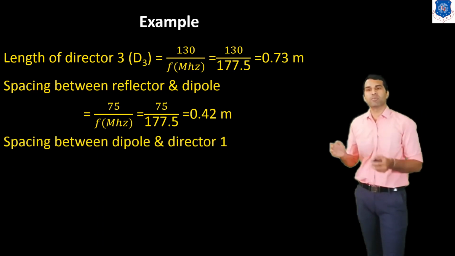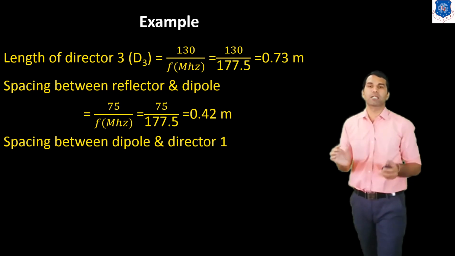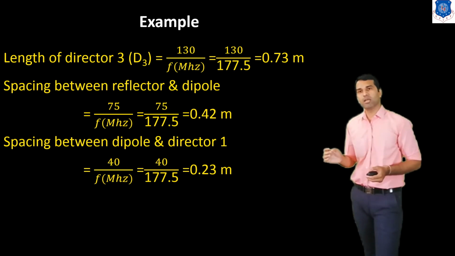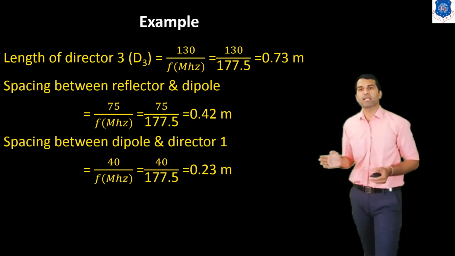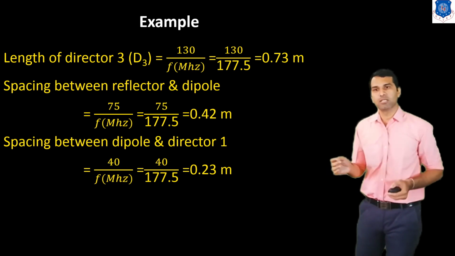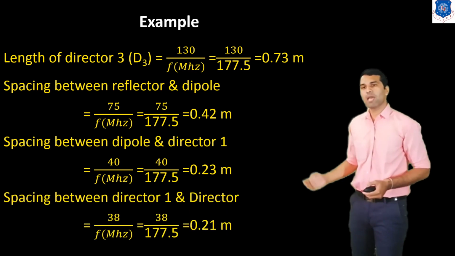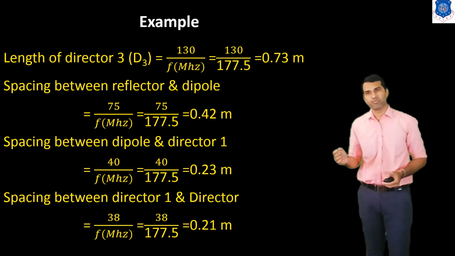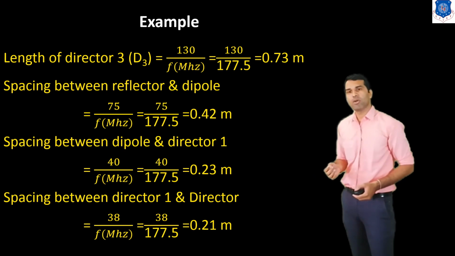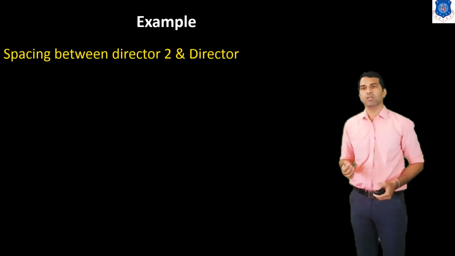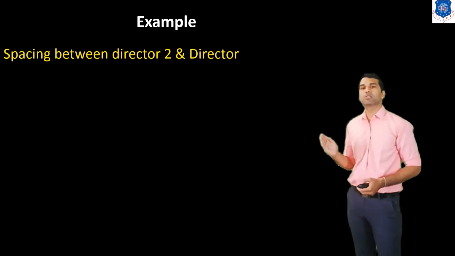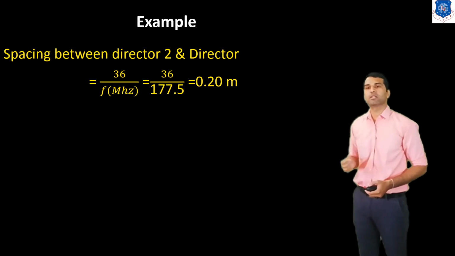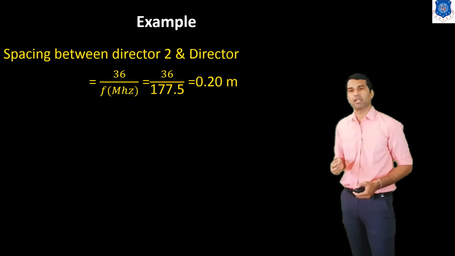Now we calculate the spacing between the dipole and director 1. We have this equation, 40 upon frequency. So 40 upon 177.5. We get the spacing between the dipole and director 1 as 0.23 meter. Same as that, we calculate the spacing between director 1 and director 2 as 0.21 meter. Now we calculate the spacing between director 2 and director 3. This is 36 upon frequency. So we get 0.20 meter.